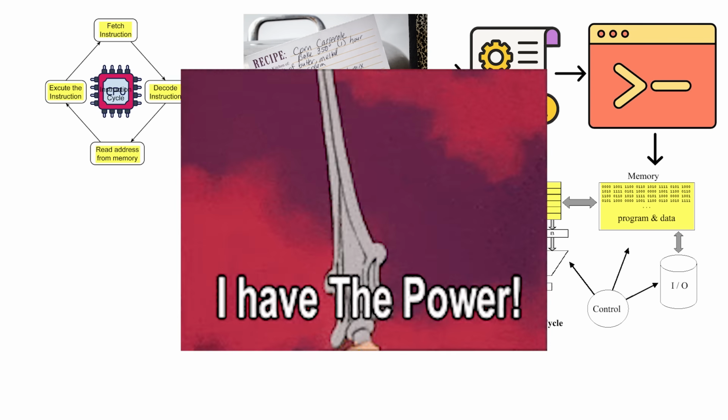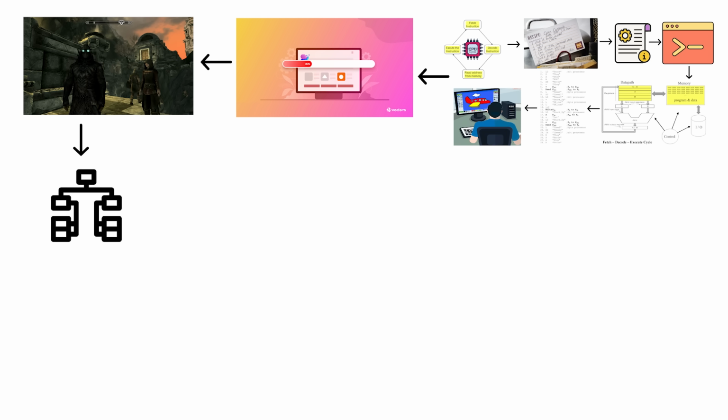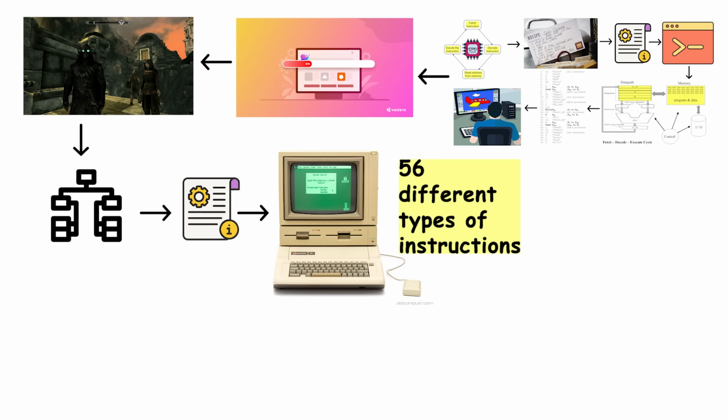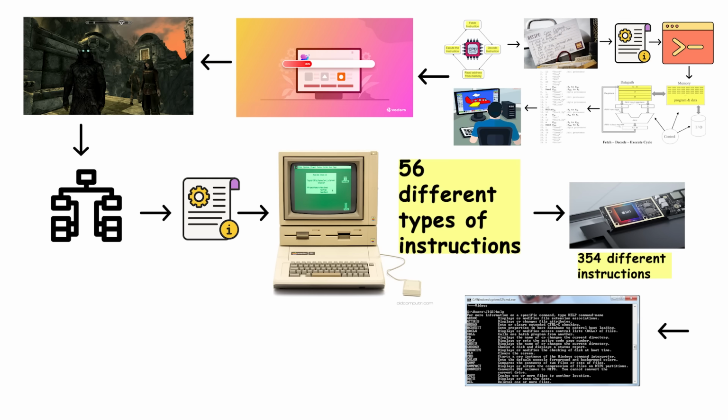Here's what makes this powerful. Every single thing your computer does, whether it's playing a video, loading a website, or running a game, breaks down into millions of these simple instructions executed one after another. The old Apple IIe could only understand 56 different types of instructions. The modern M1 chip can understand 354 different instructions. That might sound like a lot, but they're all pretty simple commands.